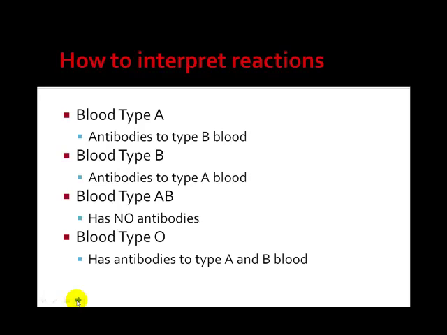And in order to do that, we understand that the antibodies form to antigens. So blood type A has antibodies to type B blood. Type B blood has antibodies to type A blood. Type AB has no antibodies at all. And type O has antibodies to both A and B. So let's look at what happens next.